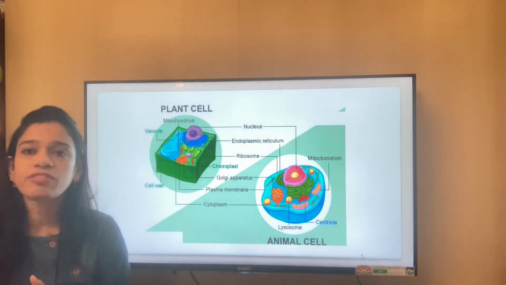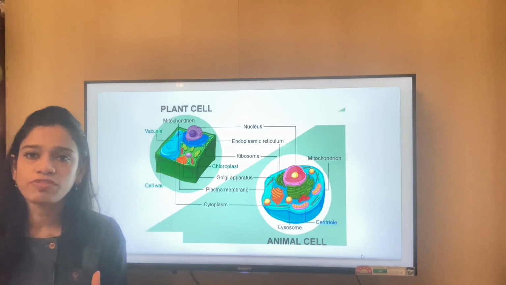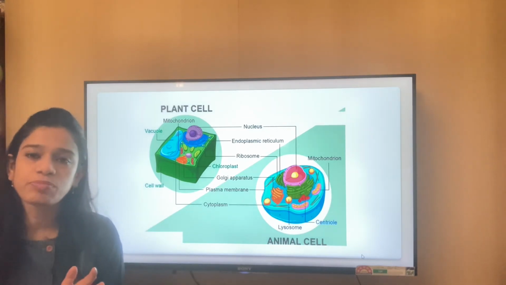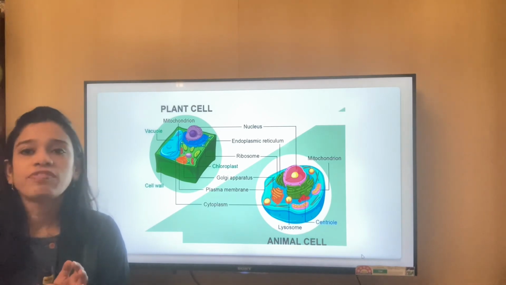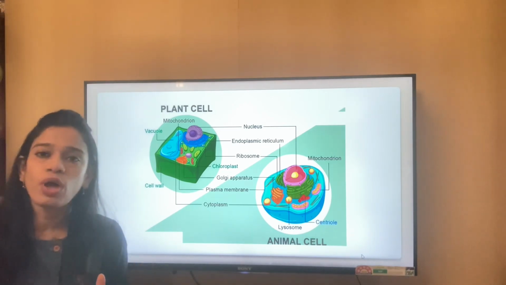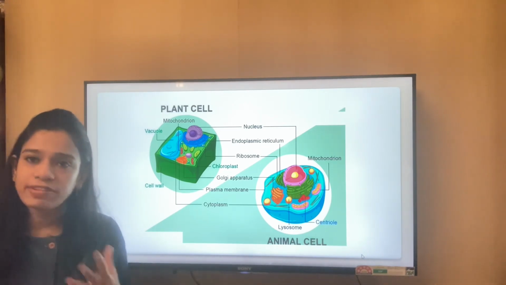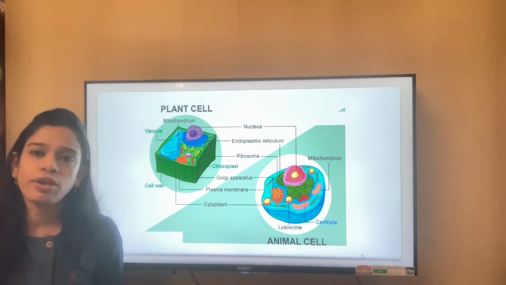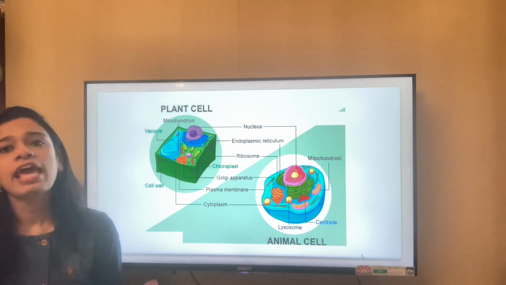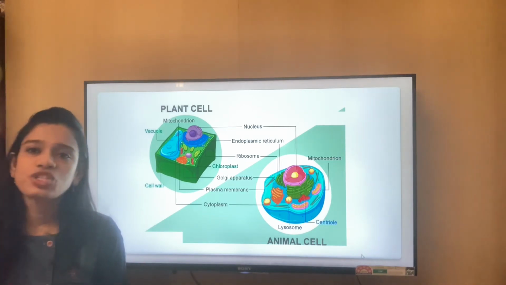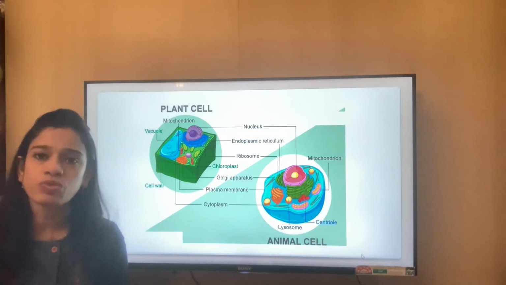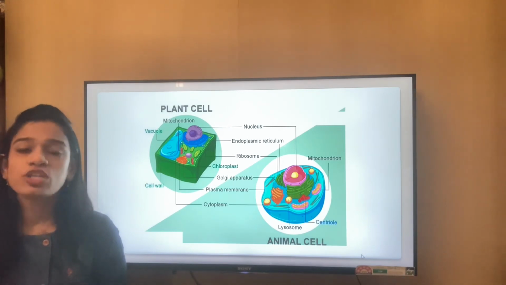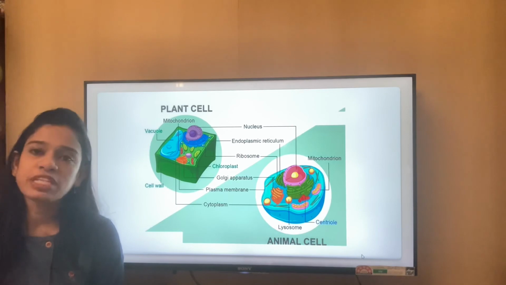We have discussed the full chapter of Fundamental Unit of Life. We have discussed the cell, the types of cells, the differences between prokaryotes and eukaryotes. We have discussed the differences between the cell wall and the cell membrane, the characteristics of the different types of prokaryotic and eukaryotic cells, and also we have understood the different types of solutions, which is very important, as well as the process of osmosis. So this is it for the Fundamental Unit of Life.